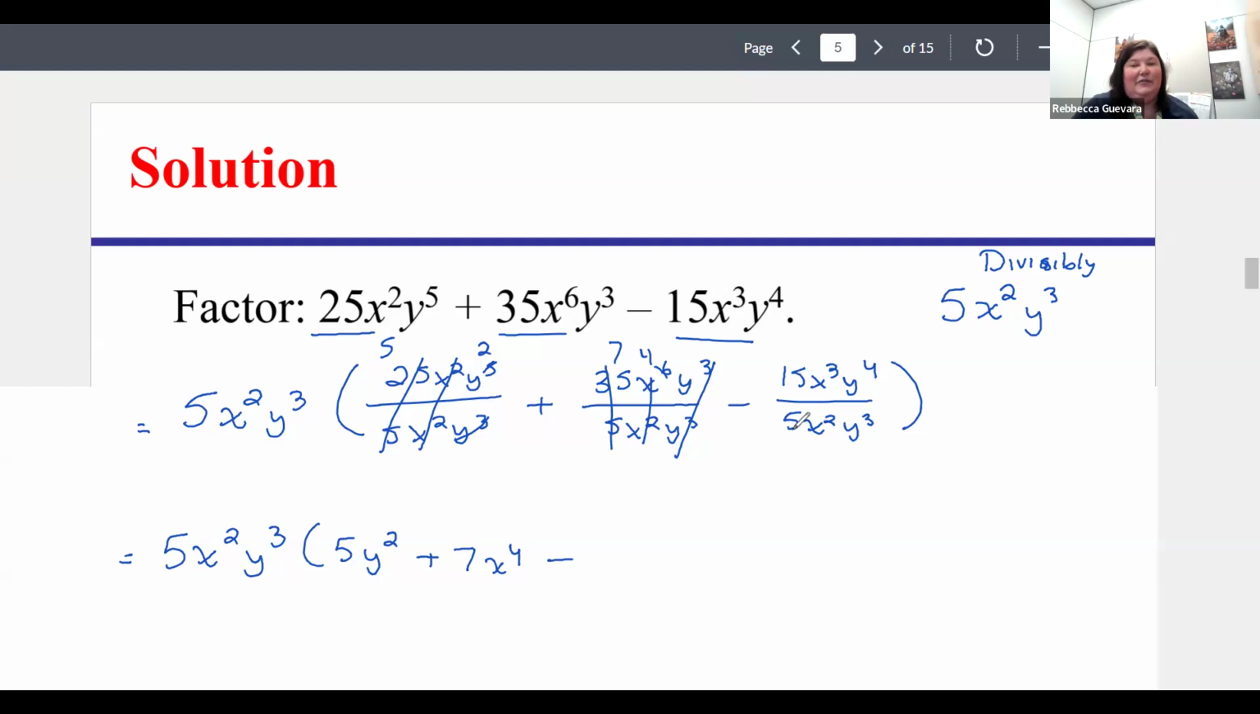For my last case, I have 15 divided by 5, which leaves me with 3. I have x cubed divided by x squared, leaving me with just x. And I have y to the 4th divided by y cubed, which leaves me with just y. So I'm dividing everything out and keeping what's left over. Ideally, what we're doing is finding the largest thing that we can divide out of all of our terms.